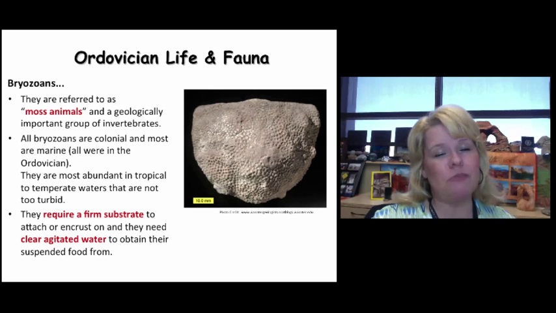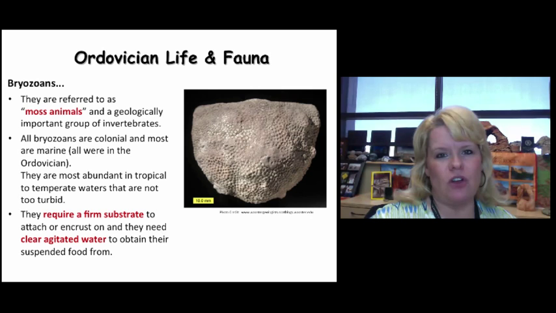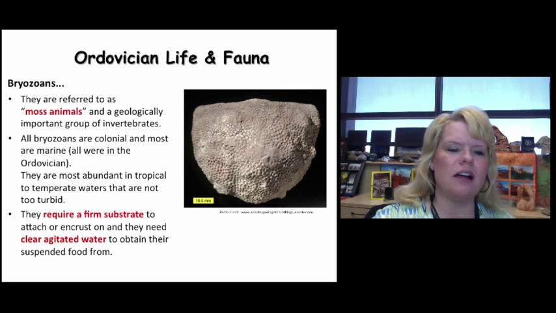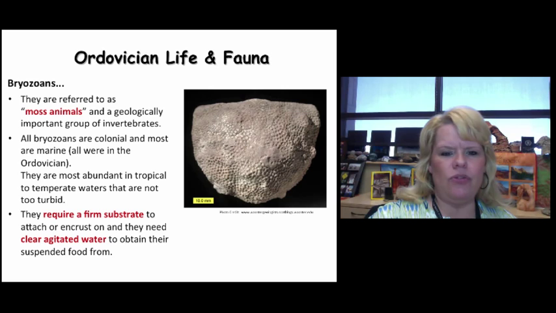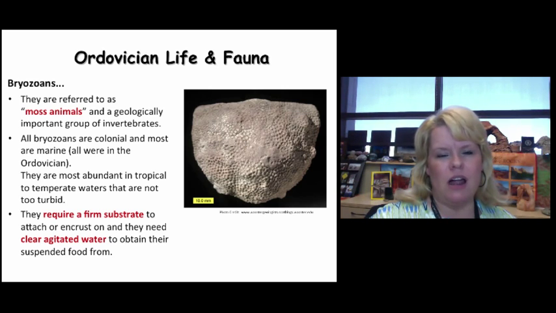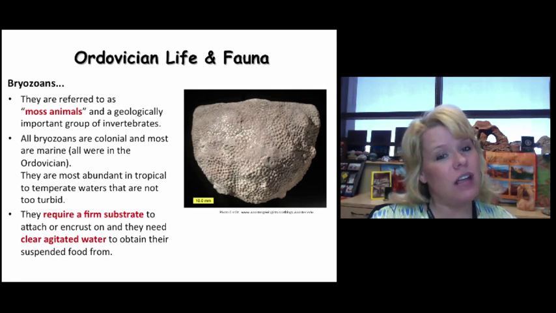Bryozoans are referred to as moss animals. They are marine. Certainly in the case of the Ordovician, all the animals we had were in the ocean at that time. Now, it's important to note that they like tropical to temperate climates, and of course we had basically all tropical in North America during the time of the Ordovician of the Tippecanoe. They must require some type of a hard substrate or rock to build their infrastructure on, and then they're going to need clear, agitated water that allows them to pick out their suspended food matter in order to eat. So that dictates where they're going to live.